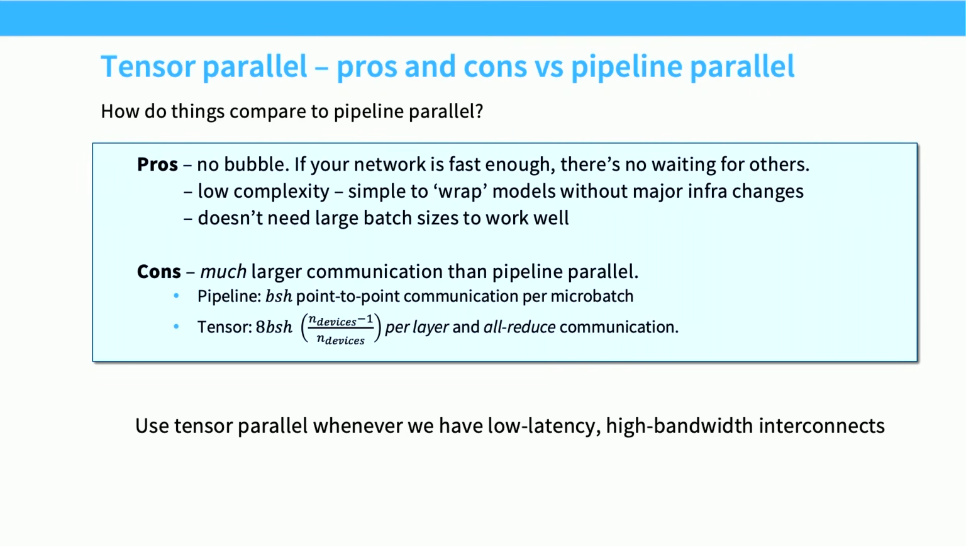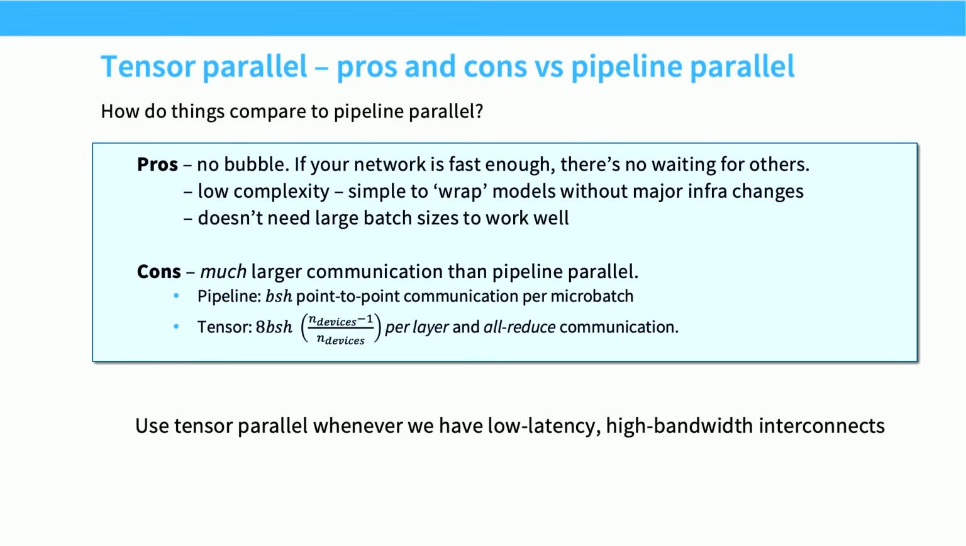Okay, so how do we compare these two? They're both model splitting strategies. They'll both save on both parameters and potentially activations. The pros here of tensor parallel is that there's no necessarily pipeline bubble. And if your network's fast enough, you might be able to get full utilization. It's also low complexity. It's just cutting up some matmuls.